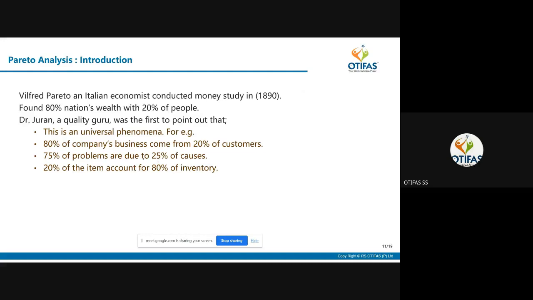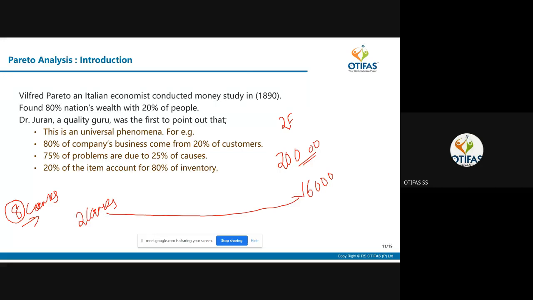It is with everyone. Now, in quality, what will we use? Suppose we have defects of 20,000. Now, what is 80% of this 20,000? 16,000, am I right? Yes, sir. Now, for these defects, you find out that there are some 8 causes. If you do a Pareto analysis, you can find out that out of these 8 causes, maybe 2 causes are responsible for 80% of the problems.